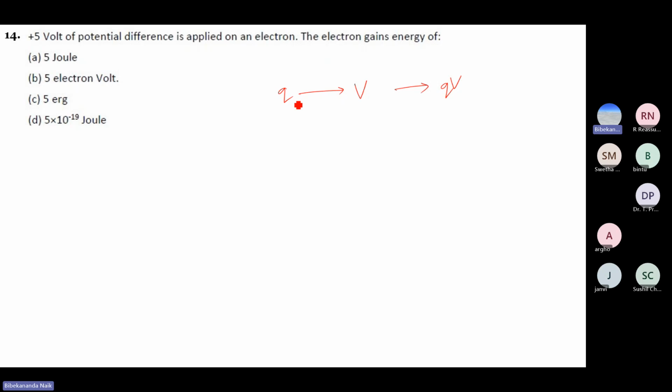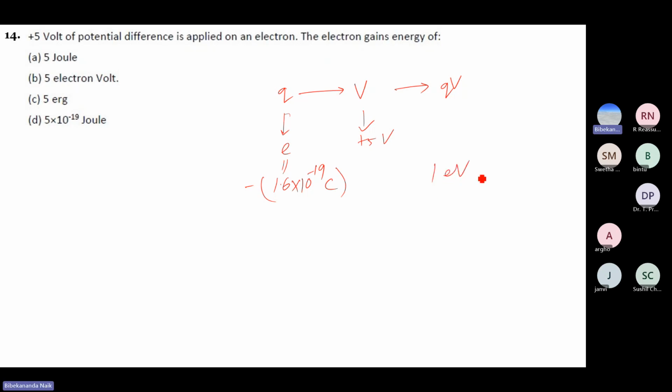So here, if you see, the electron has negative charge. So here the charge of electron is negative, which is 1.6 into 10 to the power minus 19 coulomb, and V is plus 5 volt. Since the charge of electron is negative and the potential is positive, the electron will be attracted in the potential region and in the process it will gain some energy. So that energy we generally call electron volt.